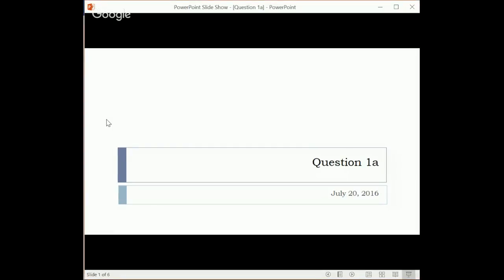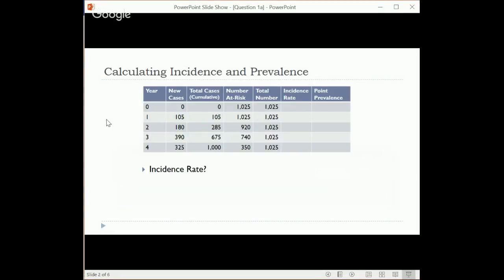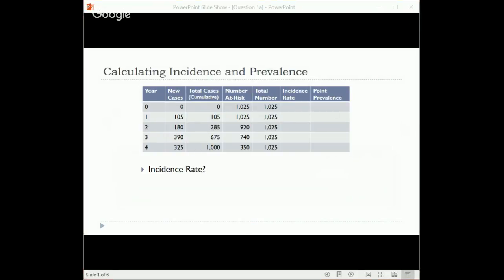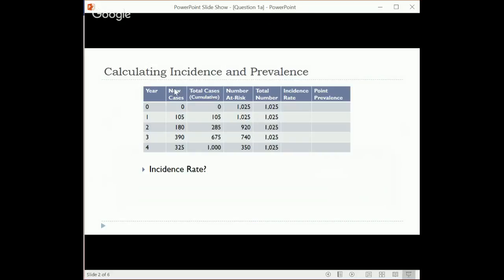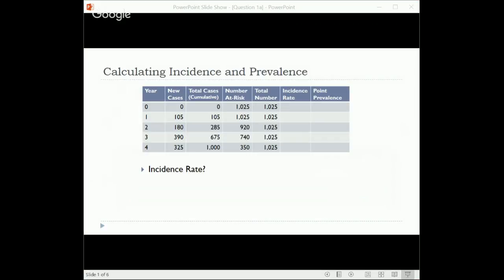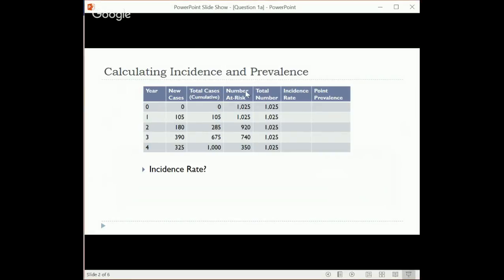Okay, so let's do this again. What I have here is a table of the numbers they've given you. Let me make sure. They give you year, newly diagnosed, and the number at risk. Let me pull up the document. So the fourth column, I guess.